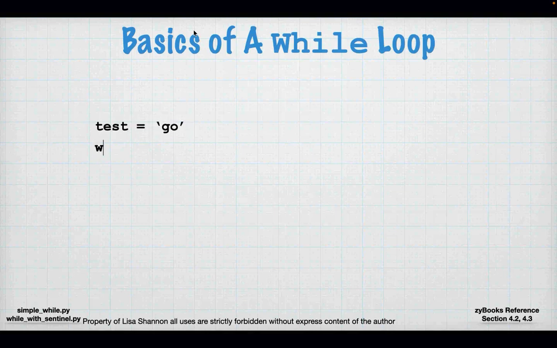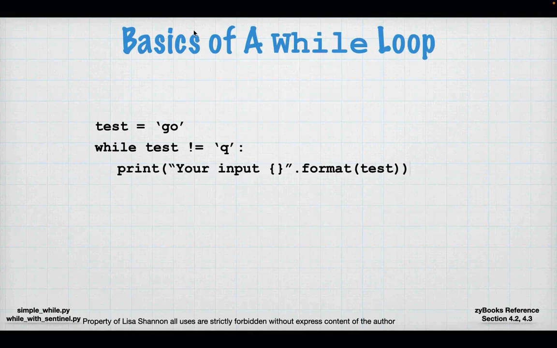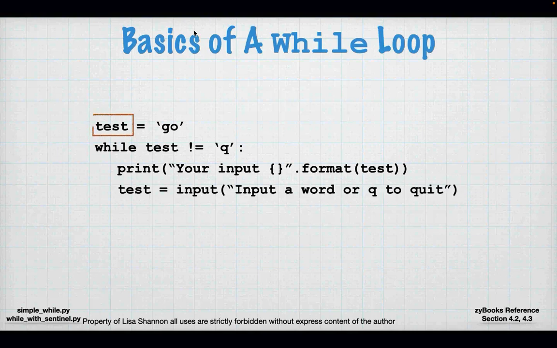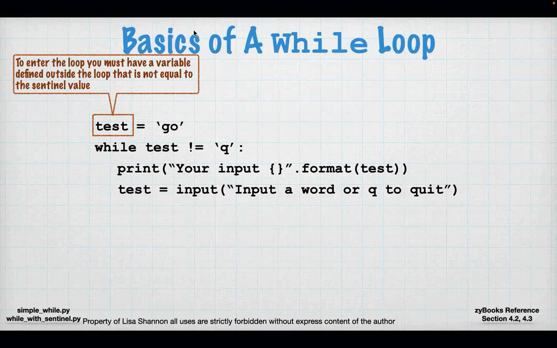So I'm just going to have a little Python code here. I have a variable called test. Its initial value is go, the word go. I have this new stuff, while test is not equal to Q. And then I have the stuff inside the local scope of the while loop after that. So for a while loop, you are barred from entering the while loop or a for loop until the condition evaluates to true. So there's still true-false questions, just like last week.